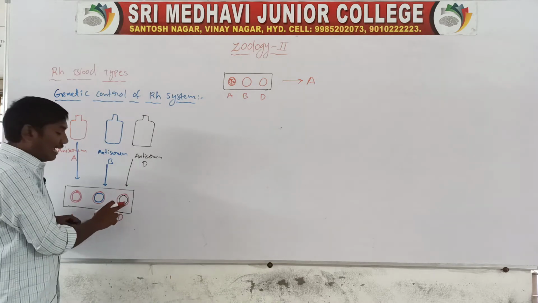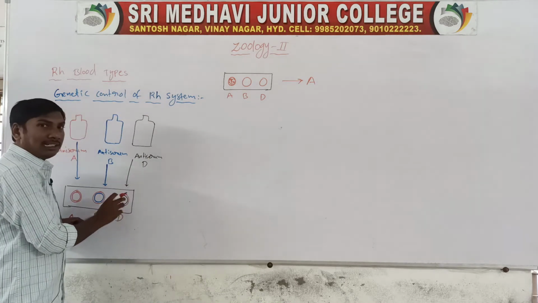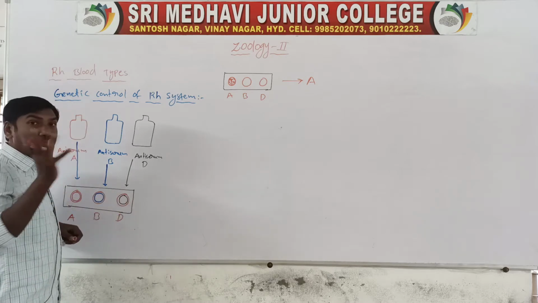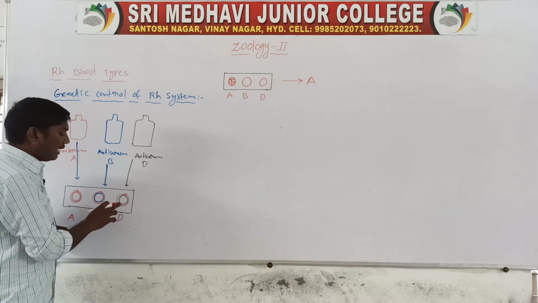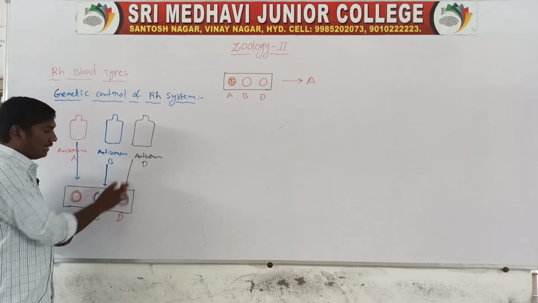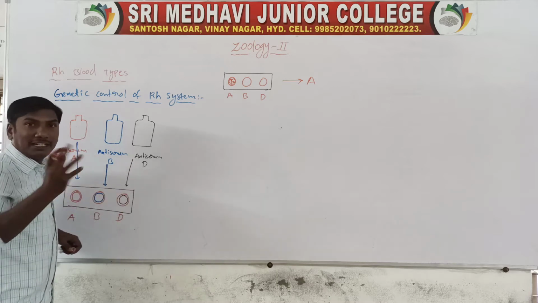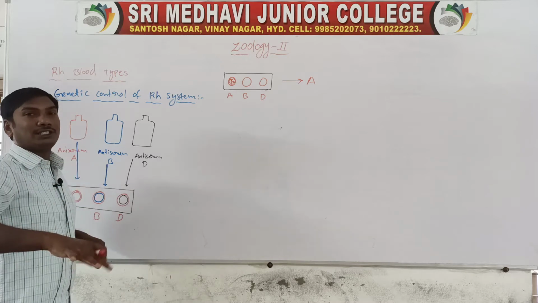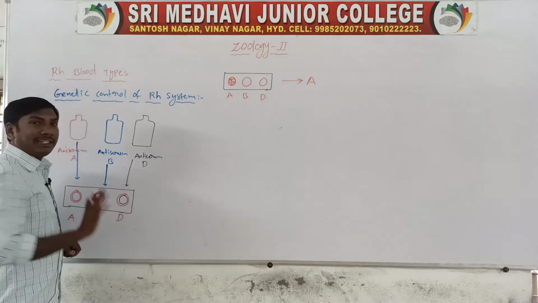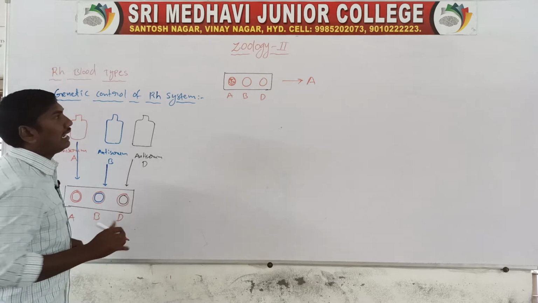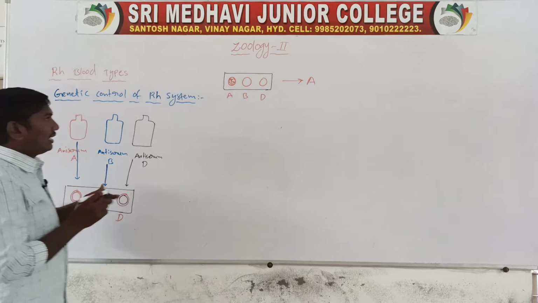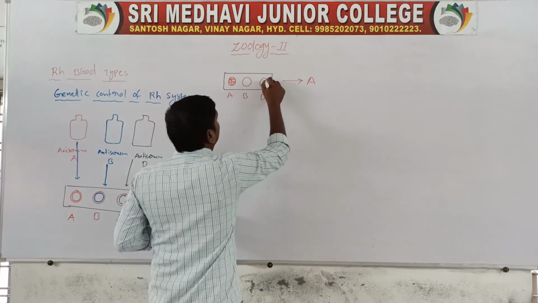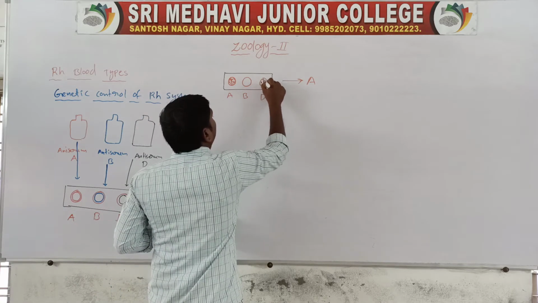Next, the D factor. If clumping forms in the D sample, it is positive. If there is no clumping formation, it is negative. So if the D sample shows clumping, that person's blood group is called positive. If there is no clumping in the D sample, it is called negative.